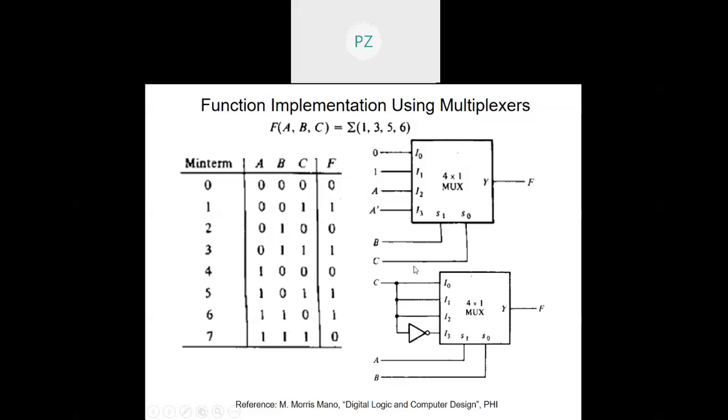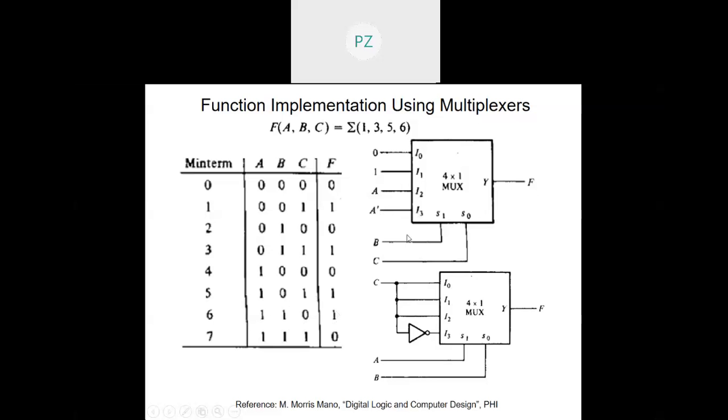Come to I2, which is 1 0. Combination 1 0 at the input. So 1 0 is here, 1 0 is here. Over here I see that F is nothing but A itself. It is 0 when A is 0, it is 1 when A is 1. So I'll feed A here, so that whenever they are 1 0, whatever A is I'll get as F. If A is 0, I'll get F as 0. If A is 1, I'll get F as 1.